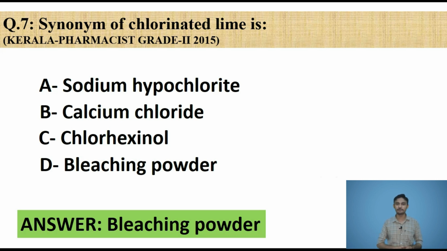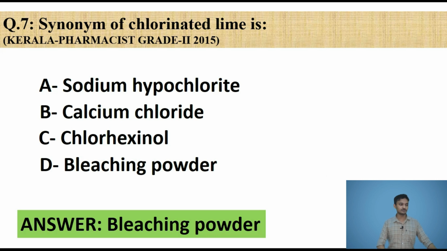So you got another synonym: calcium hydroxide is slaked lime. Then another term, calcium oxide, is quicklime. Quicklime is calcium oxide, CaO, and slaked lime is Ca(OH)2. Hope you got this one. So calcium hypochlorite is bleaching powder, calcium hydroxide is slaked lime, and quicklime is calcium oxide.